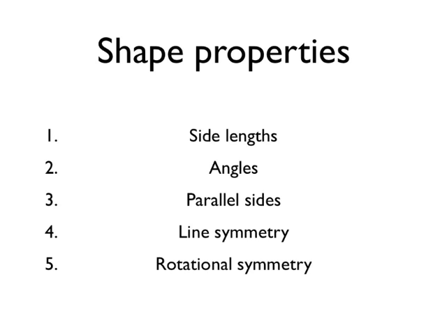Line symmetry is another way, the fourth way of describing a shape through its properties. Does the shape have any lines of symmetry? And finally, rotational symmetry. What order of rotational symmetry does the shape have?